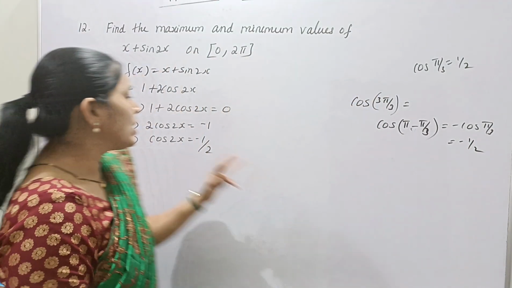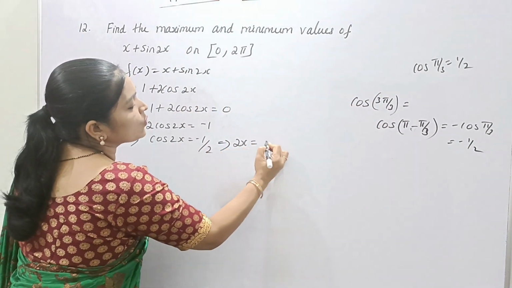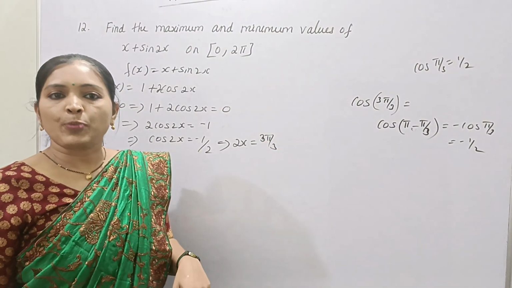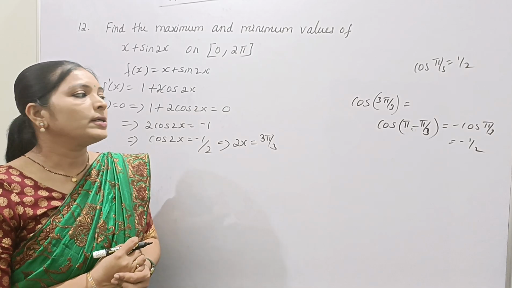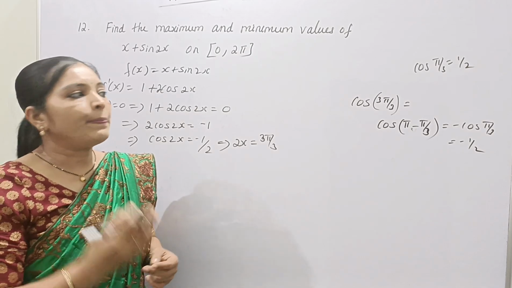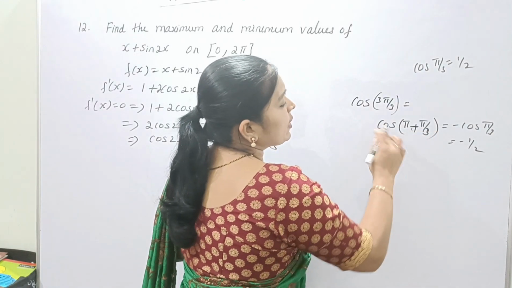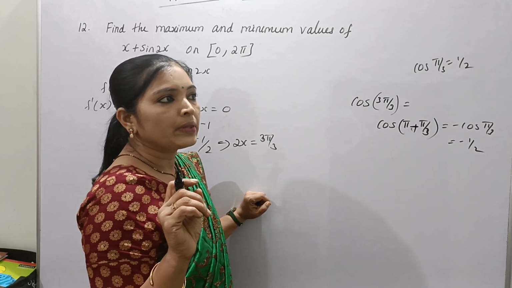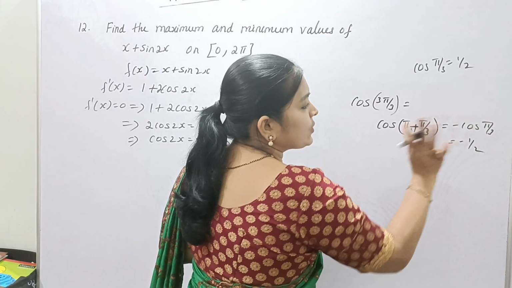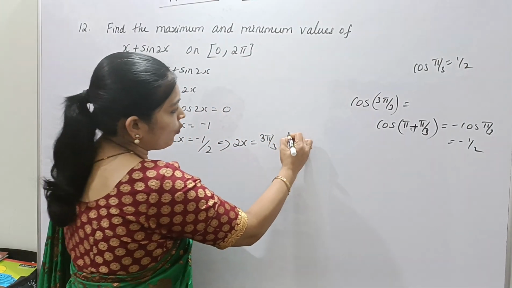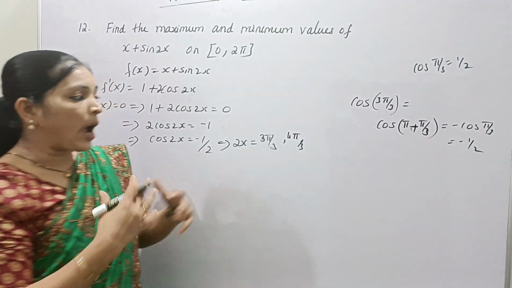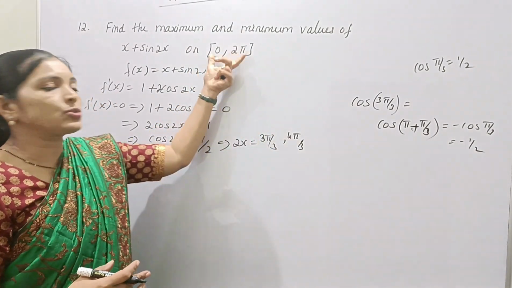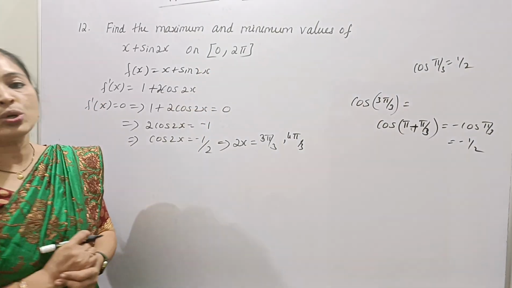So this implies 2x is equal to 2 pi by 3. Then next, 4 pi by 3 is possible. See, 4 pi by 3 is nothing but pi plus pi by 3, right? Cos of pi plus pi by 3. Pi plus means in the third quadrant. In the third quadrant also cos is minus. Yes or no? Yes. So here minus cos pi by 3, so it will be minus 1 by 2. So 4 pi by 3 is also a solution. And you have to check whether these points belong to the given interval. Obviously, 2 pi by 3 and 4 pi by 3 belong to this interval.